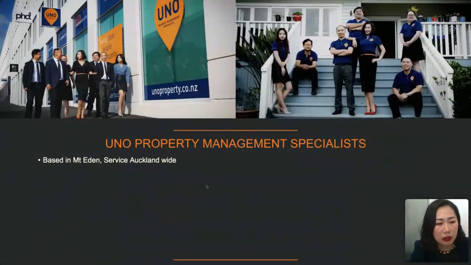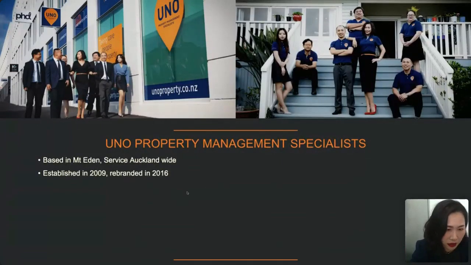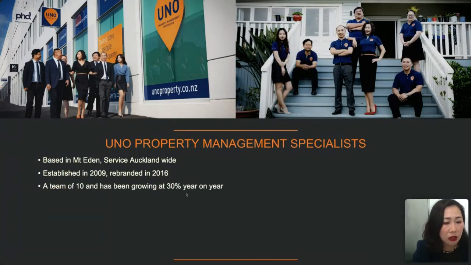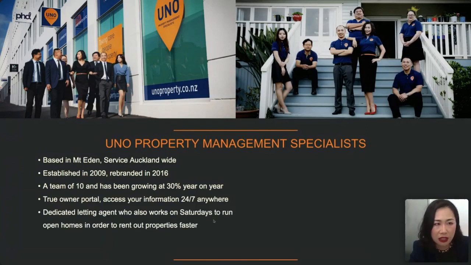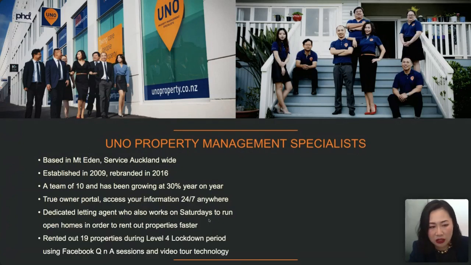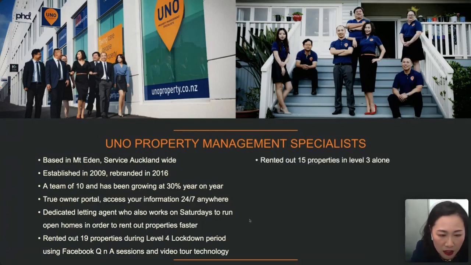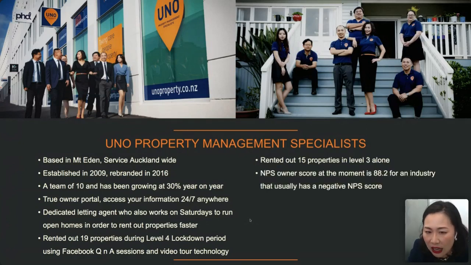So, a summary of who we are. We were established in 2009 and rebranded and relocated in 2016. We manage properties all over, with a team of 10 and growing rapidly. We have a true owner portal where you can access your information 24/7, including invoices and inspection reports. We have dedicated letting agents working around the clock, including Saturdays. We rented out 19 properties during the level 4 lockdown this year using Facebook Live and video tours, and another 15 properties in level 3, the last level 3.